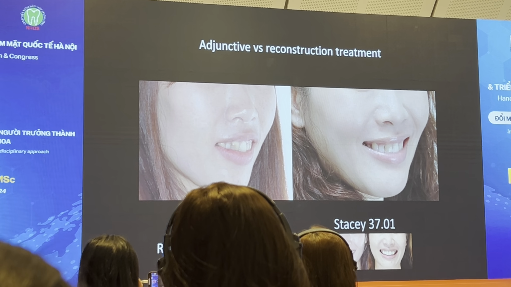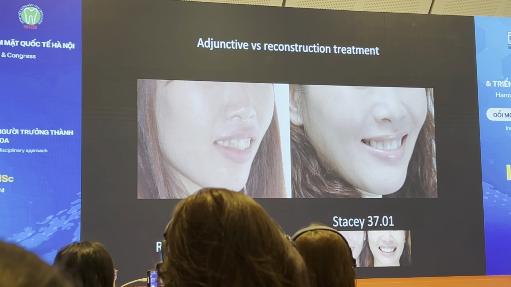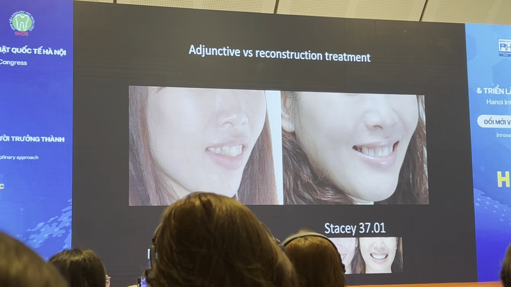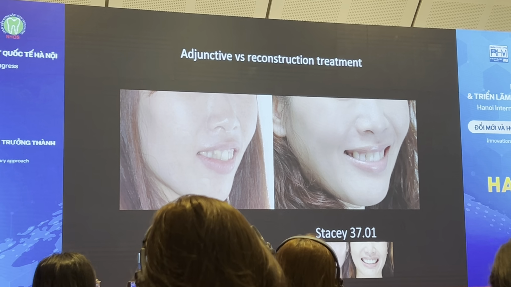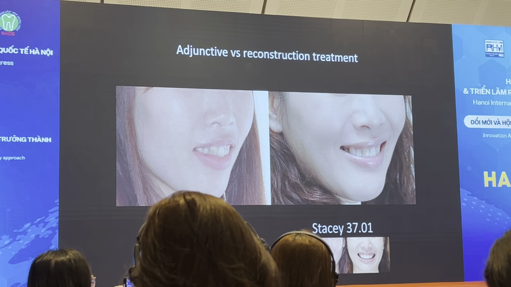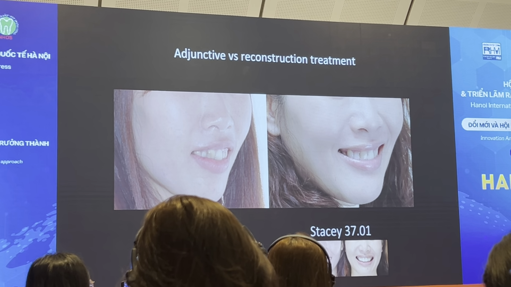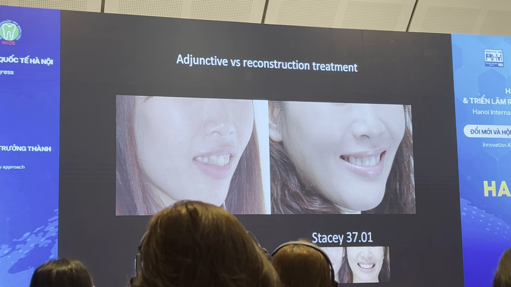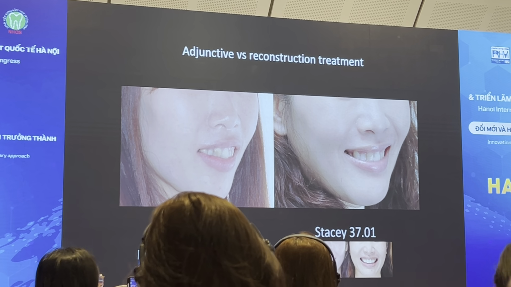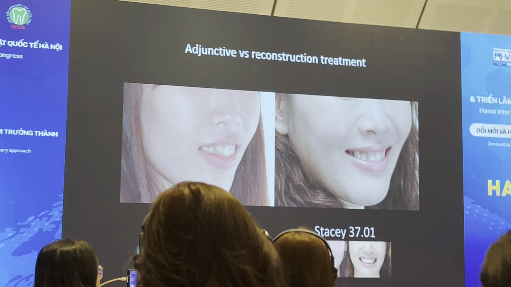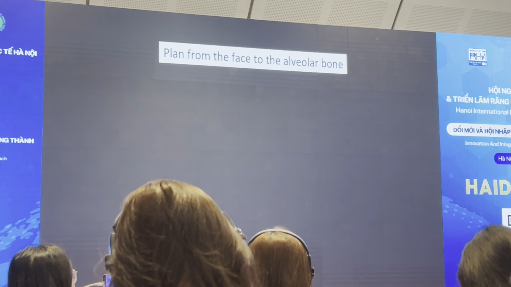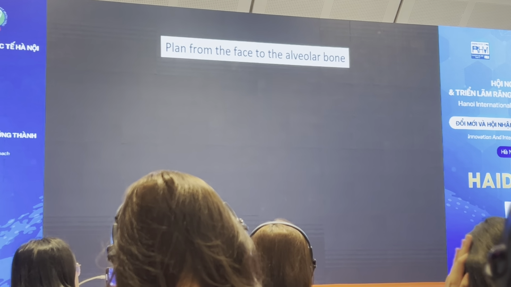However, for most of the adult cases which I encountered, orthodontic full mouth reconstruction was required to produce good function and stability. If reconstruction is needed, there are more factors to consider. Since I don't have time to cover all the factors, I would like to boil down my treatment planning philosophy into one sentence. That is, plan from the face to the alveolar bone.